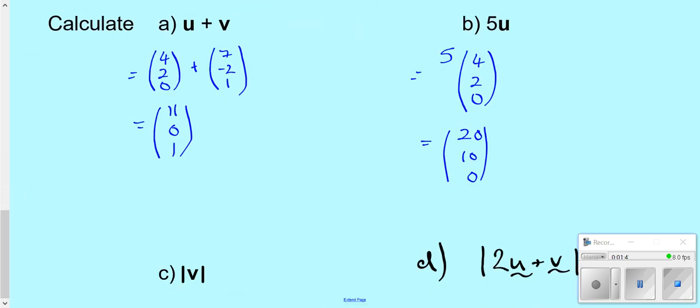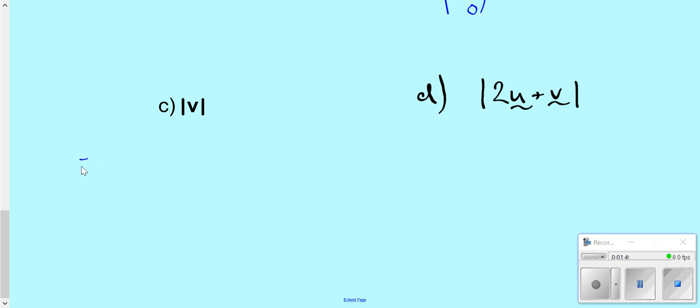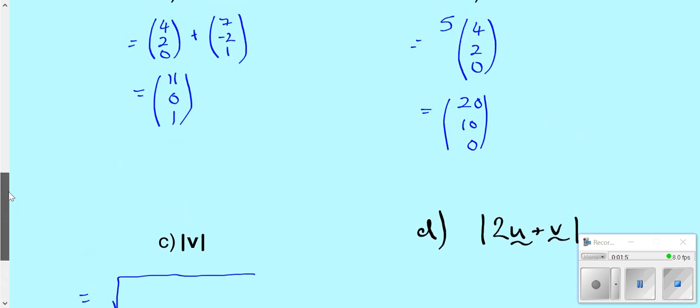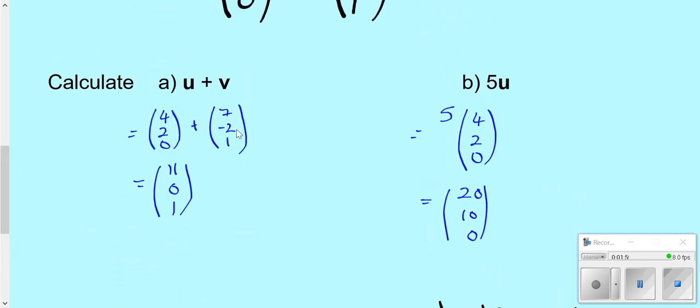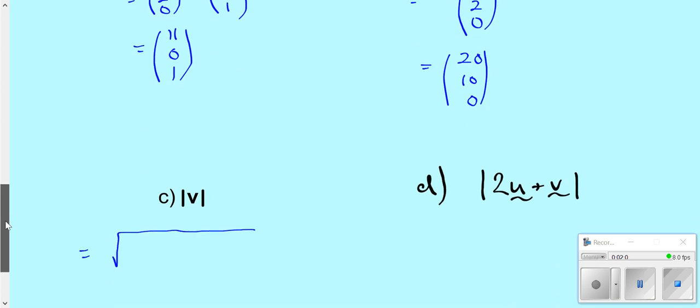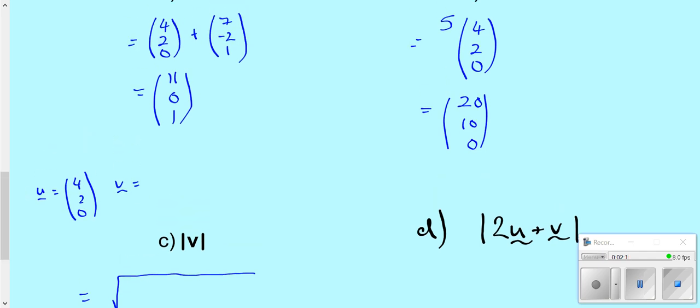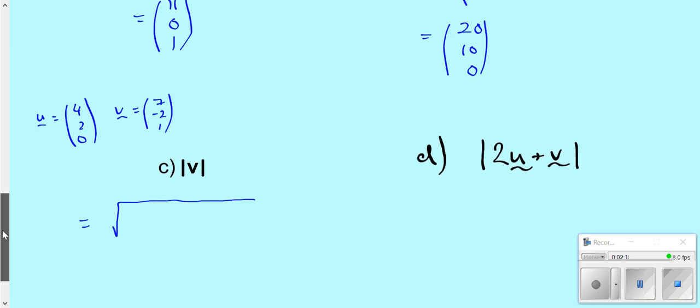Now, the magnitude. The magnitude works in a very similar way, okay? It's still the square root. And your v here is 7, negative 2, and 1. So I'm just going to rewrite the vectors down here so I can see them. So u is 4, 2, 0. And v was the vector 7, negative 2, and 1.